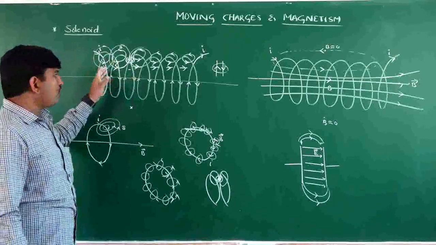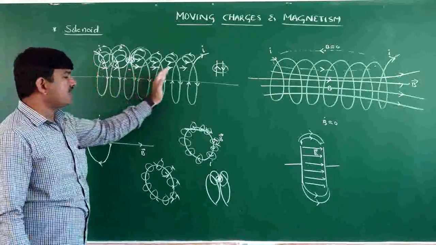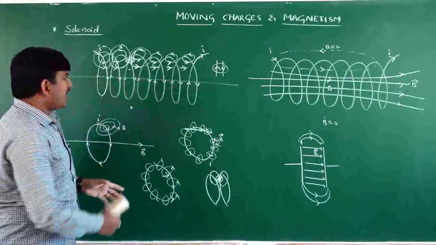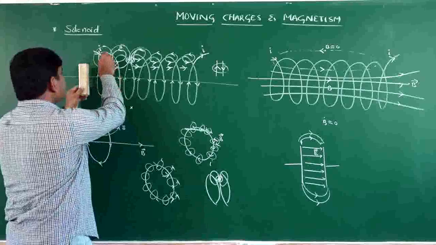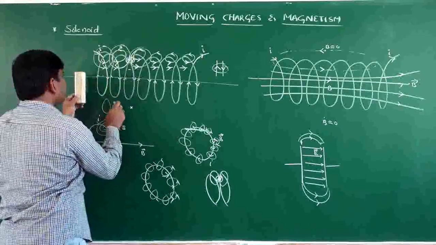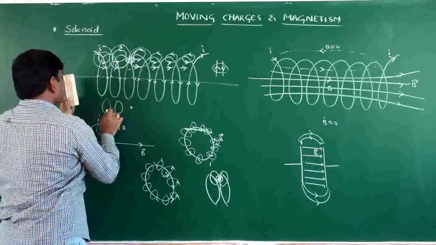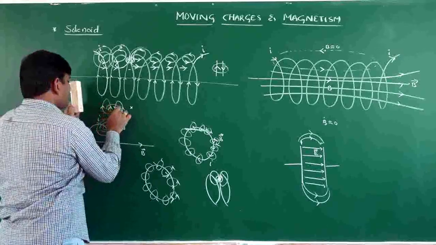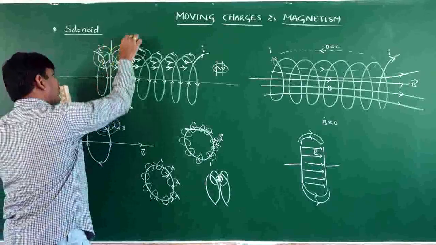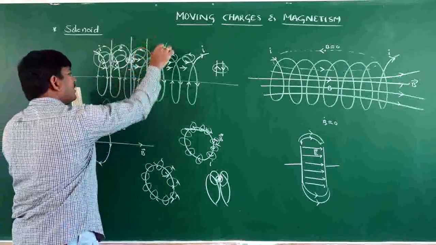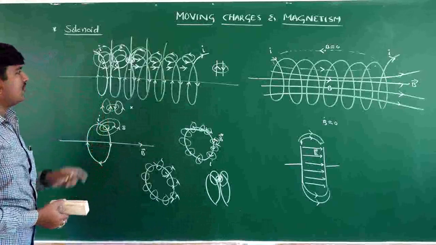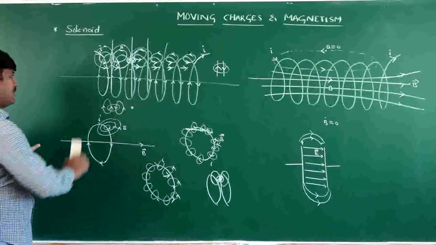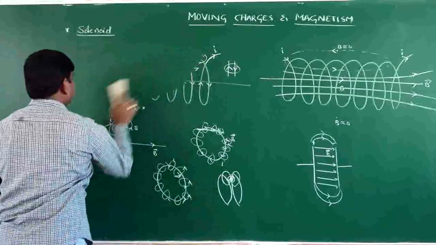Each turn can be divided into a number of elements. Therefore, all those magnetic fields will add up, and the directions will be like this. They will be tangential. And if you consider the perpendicular directions, because of this element the field is upward and because of this element it is downward, so these two cancel each other. Therefore, the magnetic field perpendicular to the length of the solenoid will be 0. Is it clear? This is about the solenoid. So whenever we require a uniform field, we use the solenoid. Next is about the toroid.